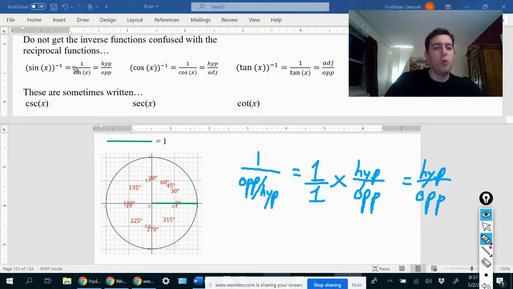Okay, so having 1 over sine, it sort of flips the definition. So the definition of sine is opposite over hypotenuse. If we have 1 over sine, then we get hypotenuse over opposite. Same with this over here. Cosine x to the -1st power means 1 over cosine x. So cosine x itself means adjacent over hypotenuse. If we flip that, we would get hypotenuse over adjacent. Tangent means opposite over adjacent. If we flip it, we get adjacent over opposite.